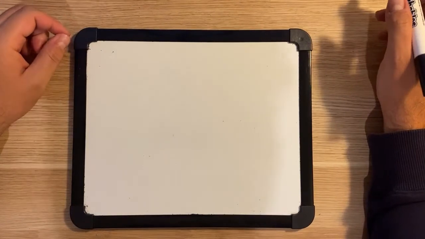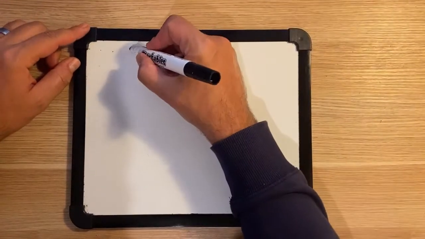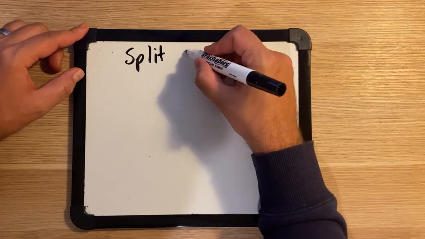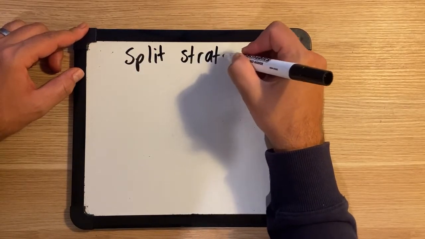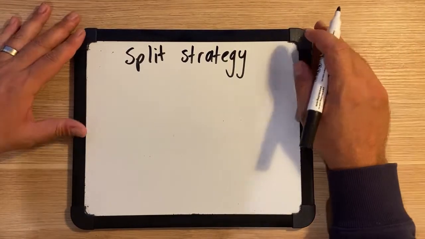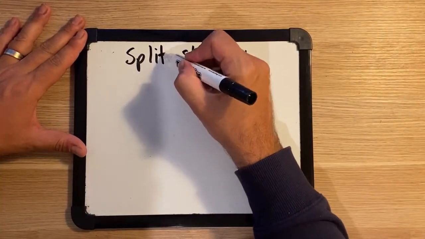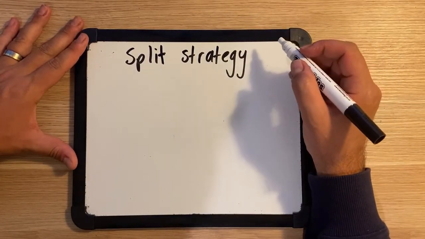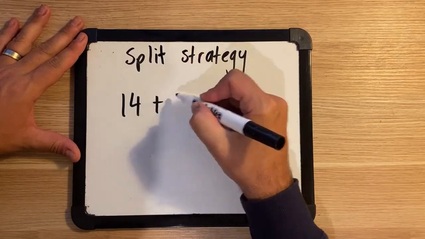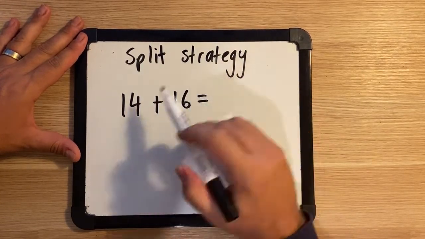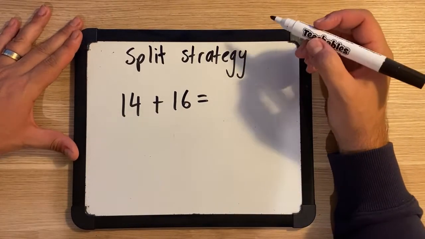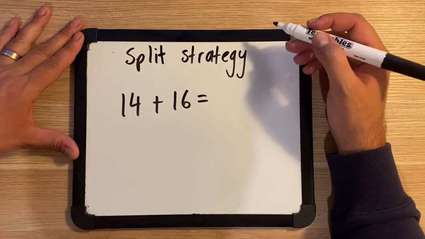Hello boys and girls. Today we are going to be looking at the split strategy. Now we're going to focus on using addition for our split strategy today. Let's write down an addition sum. 14 plus 16 equals. Now, yesterday we learnt all about the jump strategy, which was using a number line.